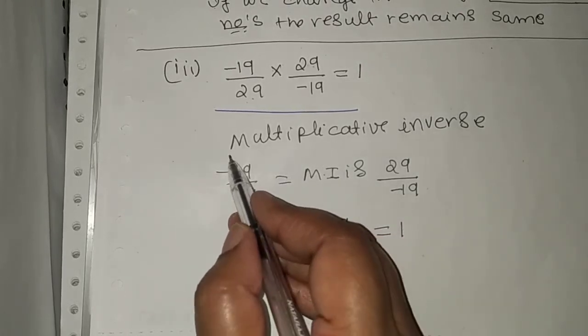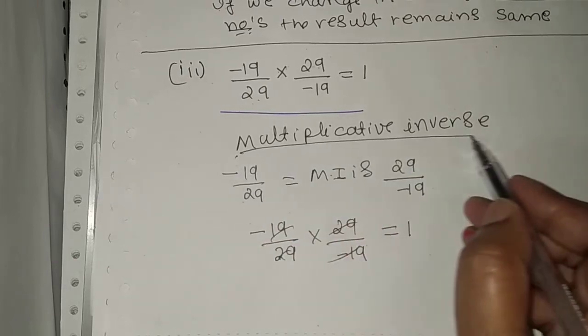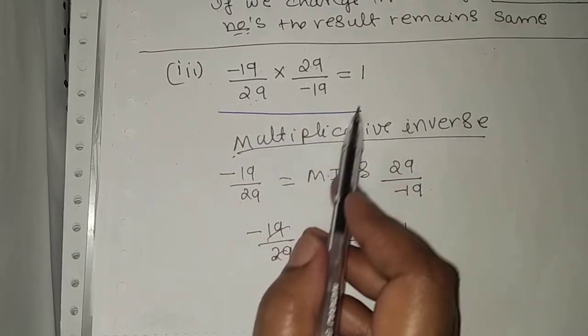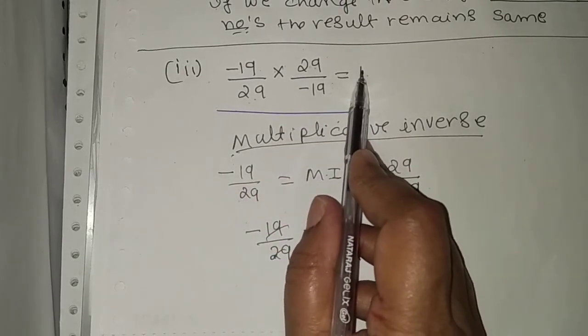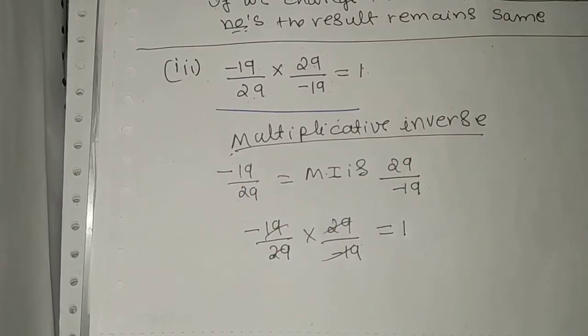So this solution, we can name it as multiplicative inverse. When this cancels, we'll get the result as 1. So this is the solution for question 5.